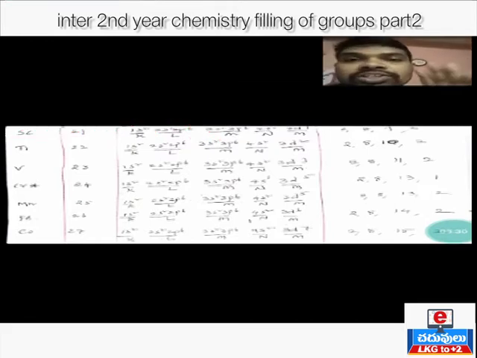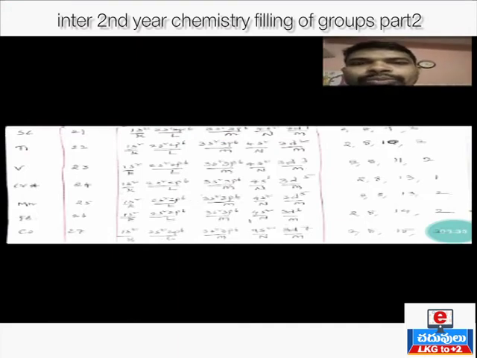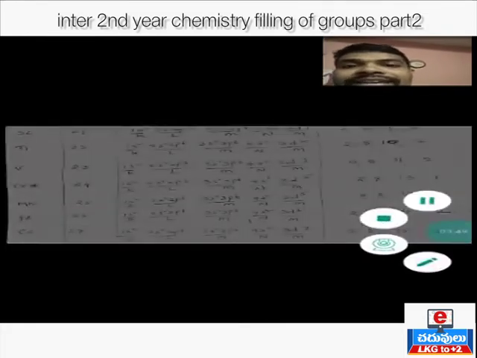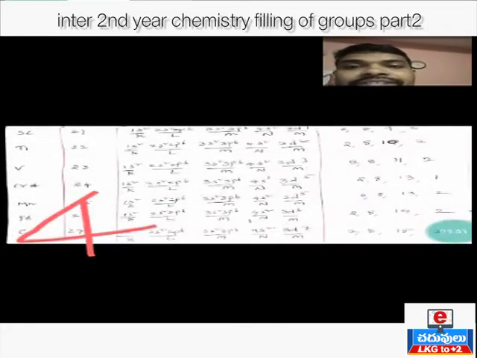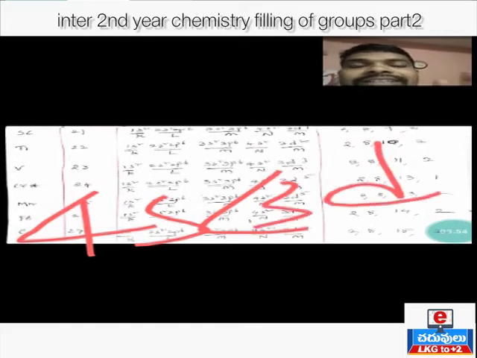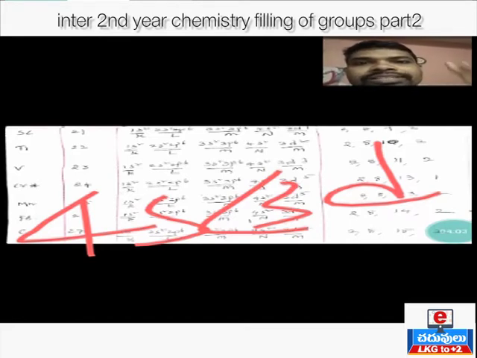Here the energy order is somewhat different. After 1s comes 2s, after 2s comes 2p, after 2p comes 3s, after 3p comes 4s, not 3d. After filling 4s, electrons go to 3d. Without filling 4s, electrons never go to 3d. Why? Because the energy of 4s is less than 3d. So in between 3p and 3d, 4s will come: 3s, 3p, 4s, 3d, like that.